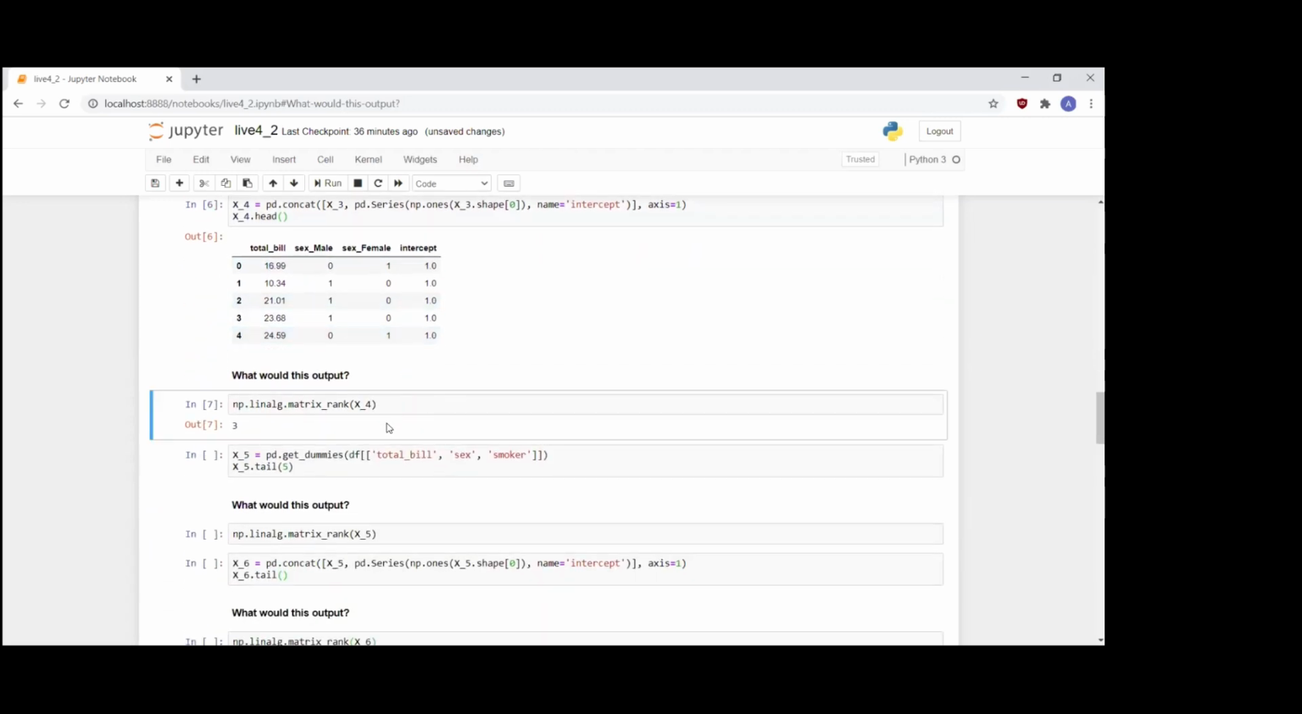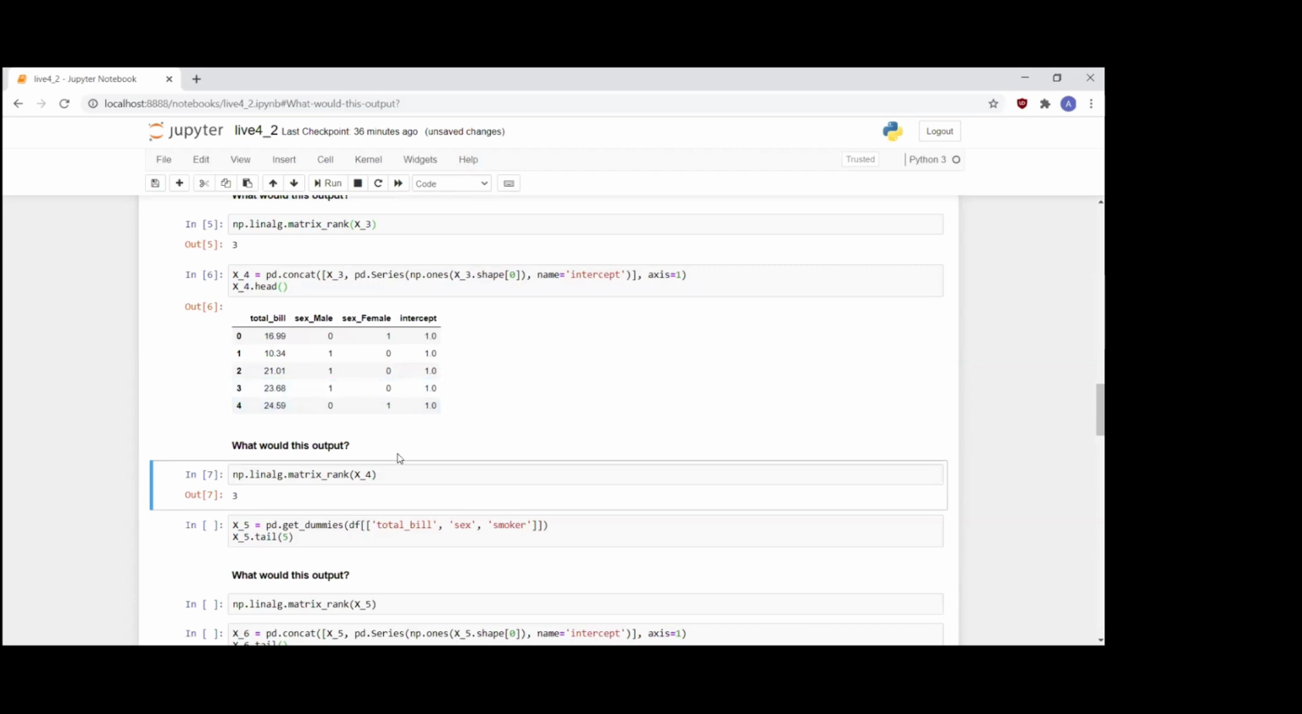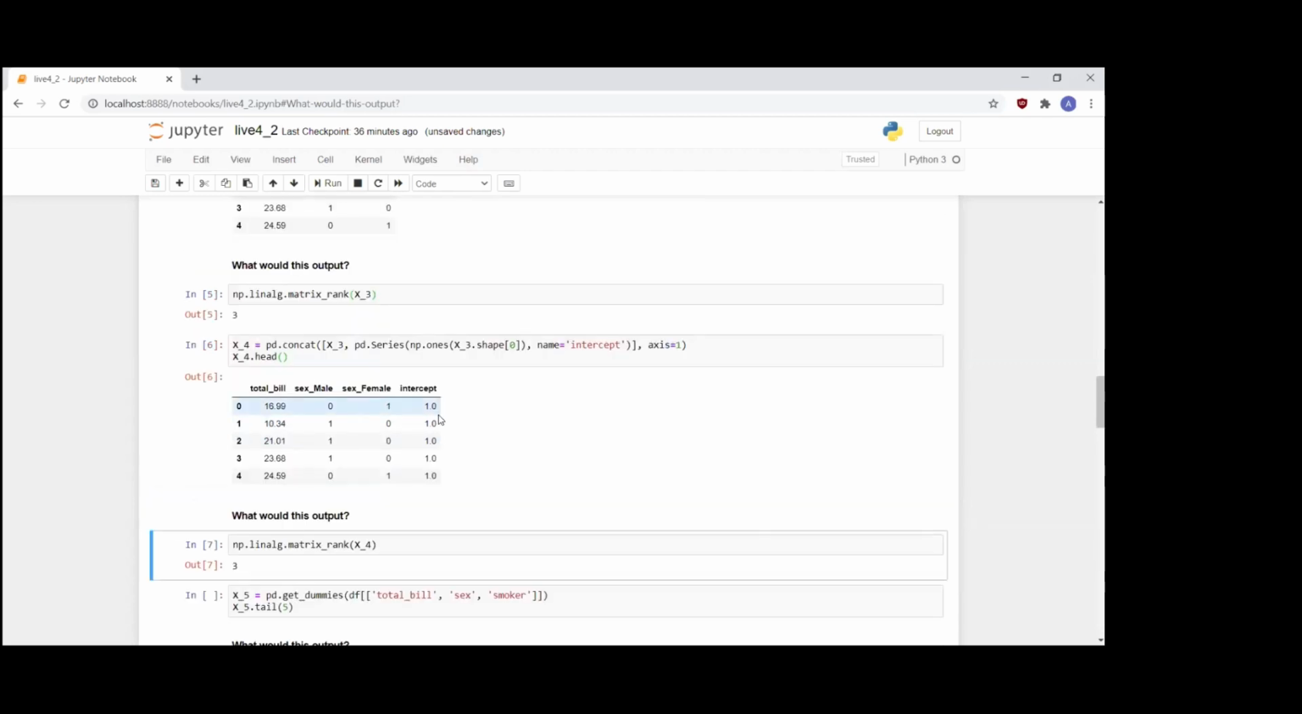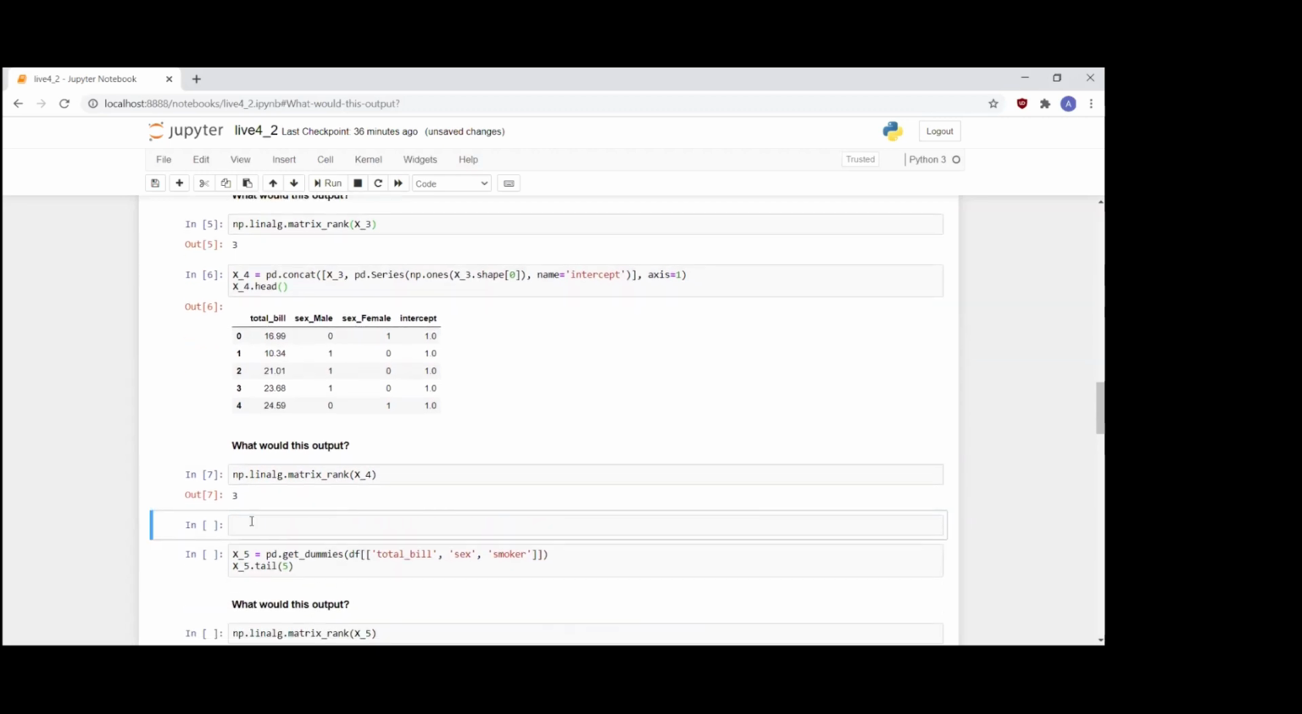Can you show exactly that intercept minus sex female equals sex male? Yeah, let's see. Live coding is hard, but hopefully I can do this.